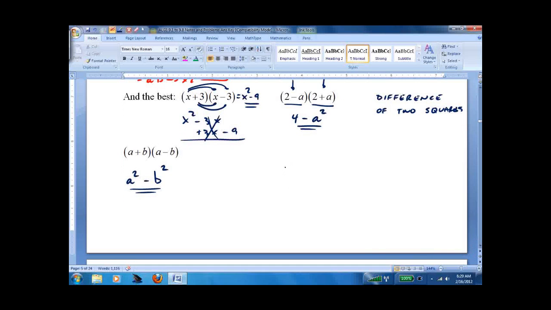Give you one more to try. 2x plus 7, 2x minus 7. Pause the tape if you want to try it on your own. I'm going to multiply the first two to get 4x squared. Put a minus. 7 times 7 is 49. Gotta love these problems. They're so easy to do.